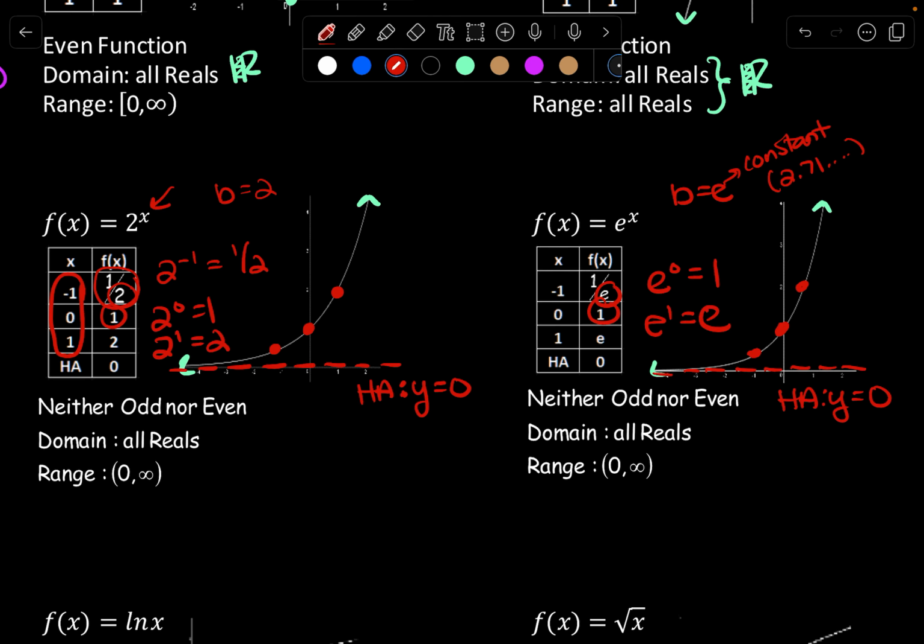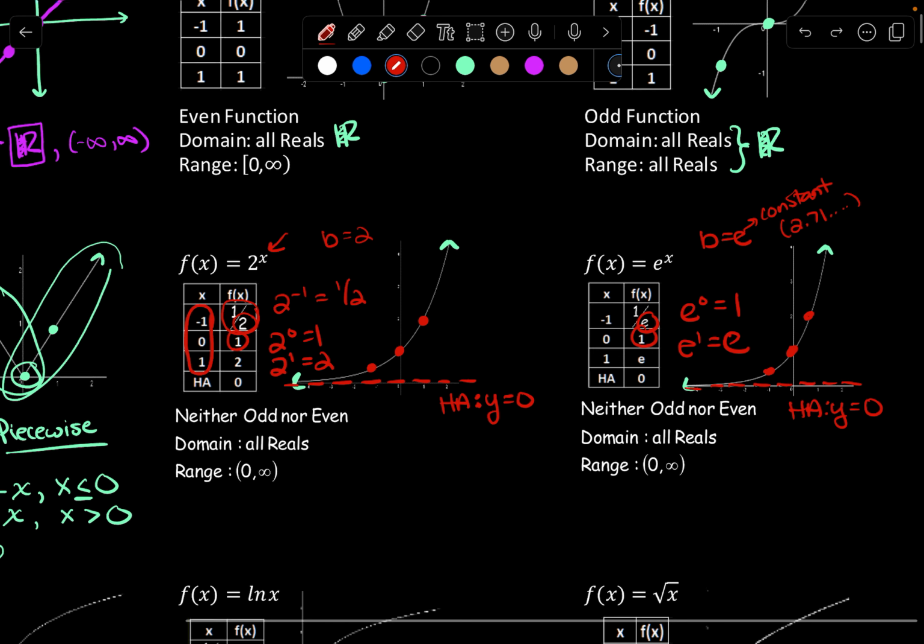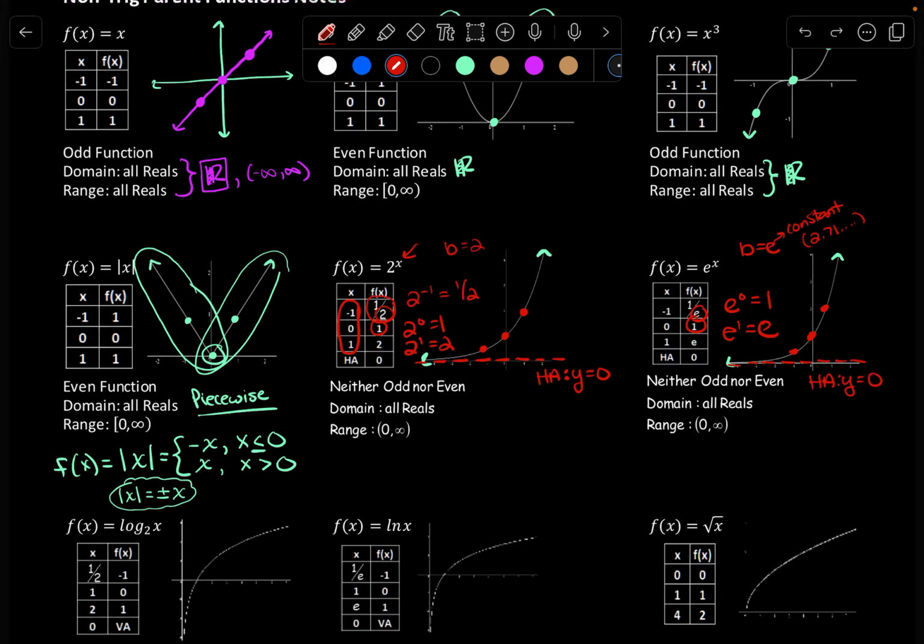They are neither odd nor even because they don't have that rotational symmetry about the origin, nor do they have that reflective symmetry. All right, so functions don't have to be even or odd. Most of them are going to be neither based on their attributes from the parent function, or if you apply certain transformations to parent functions that are usually even or odd.